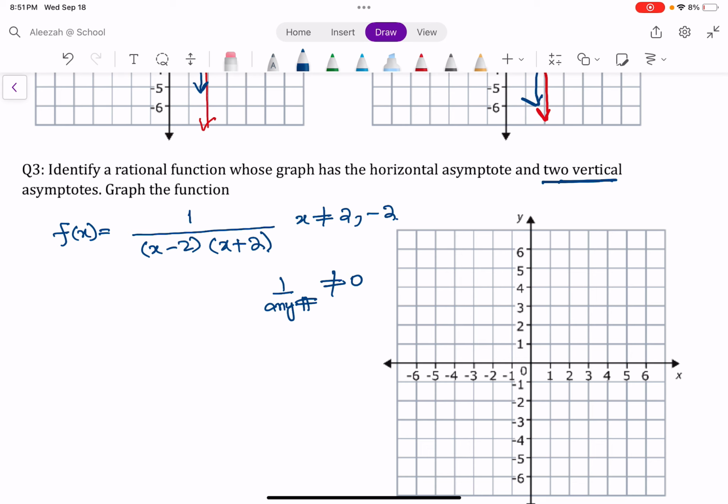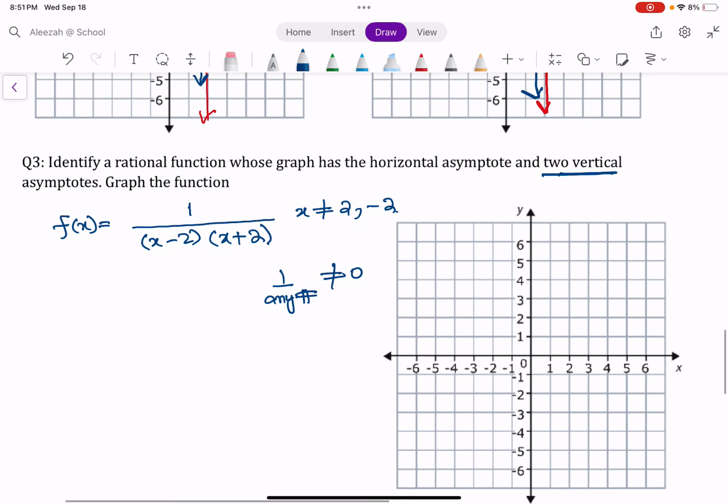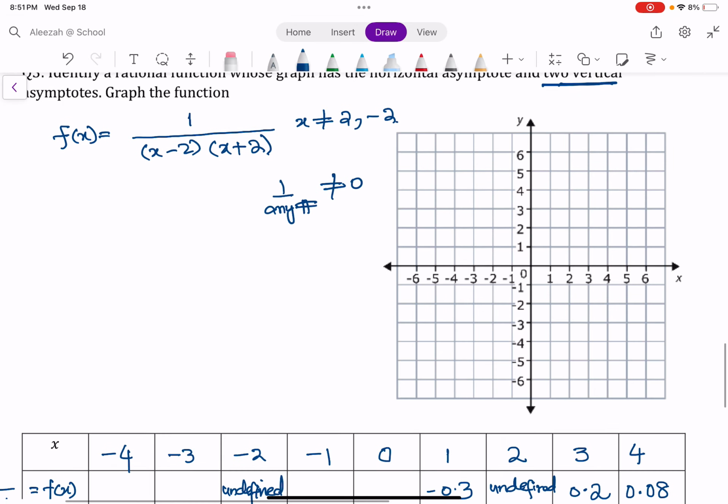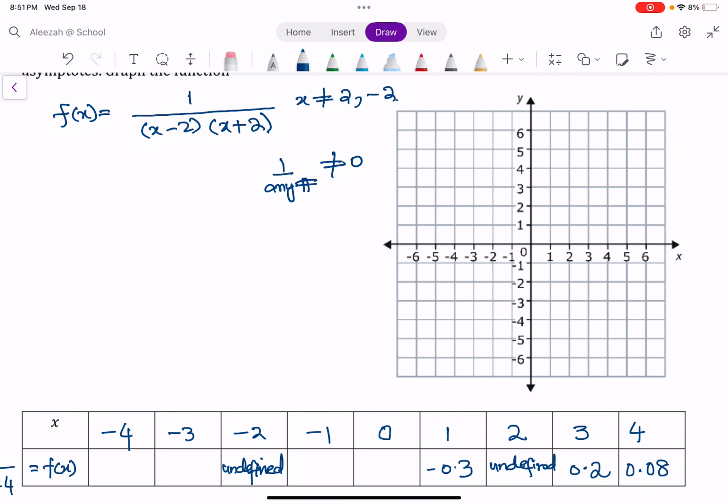Okay, now when I graph it, I have to draw my asymptotes first. So when I draw my asymptotes here, which are 2 and negative 2, these are the vertical asymptotes. That's one of my vertical asymptotes at negative 2, and the other vertical asymptote is at 2. So two vertical asymptotes, at negative 2 and 2. And before I graph that, I can simplify this function, so I can write it as x squared minus 4, right, if I multiply these two.